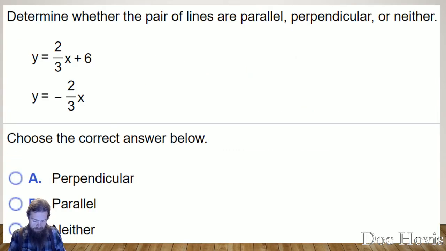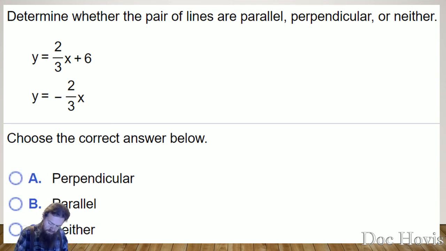Everything before this was pretty easy, other than having to put up with my nonsense. This is where we start getting into the weird stuff. Of course it came with a fraction too, because of course it did. Let's talk about what we're doing here. Perpendicular, parallel, or neither. Determine whether the pair of lines are parallel, perpendicular, or neither.